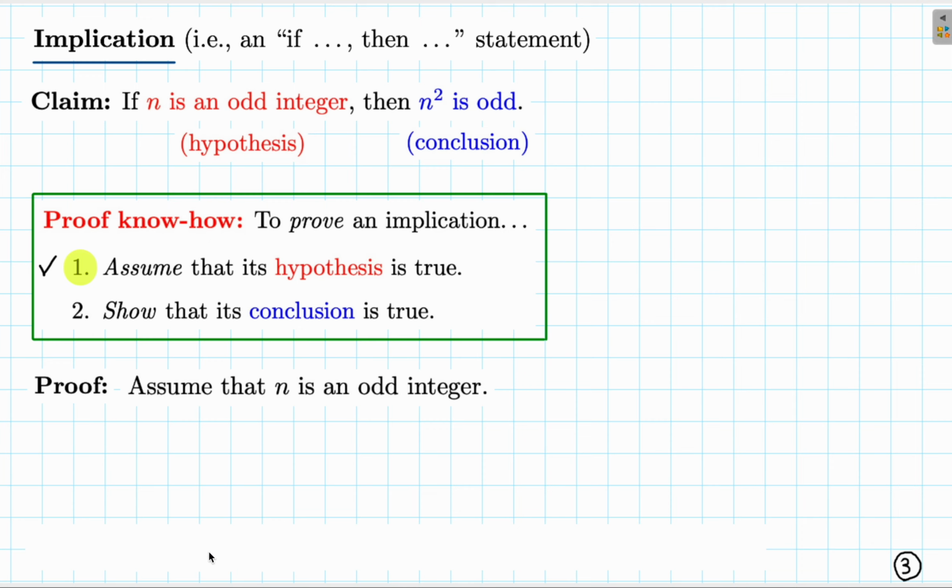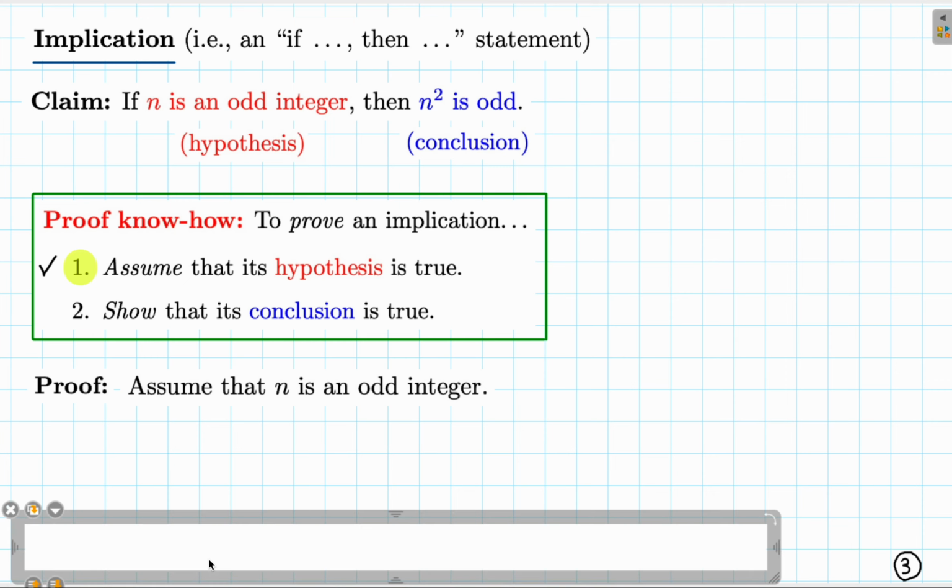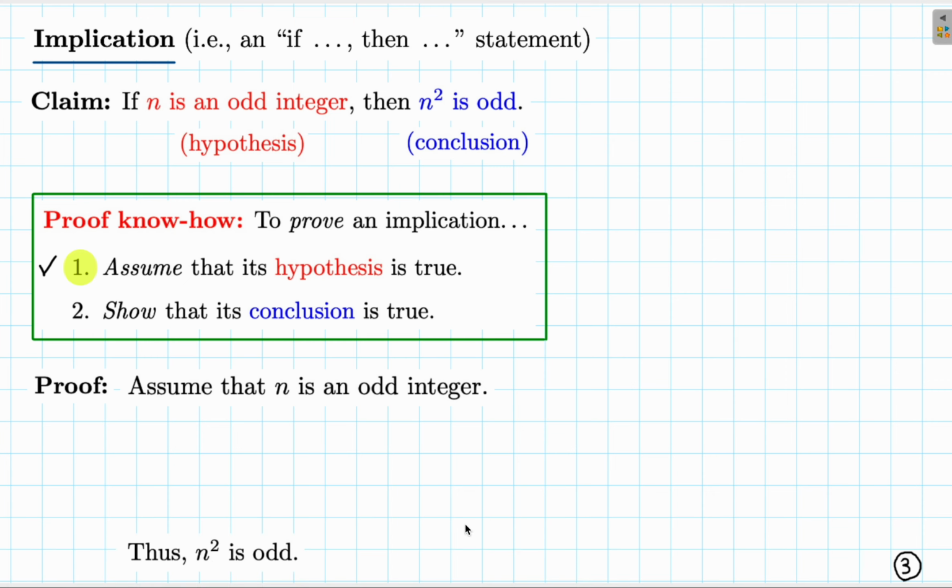Now, the next step is we're going to show that the conclusion is true. And so our very last step of the proof should be n squared is odd. Typically I like to just write down at the very bottom, that's our last sentence: Thus, n squared is odd. So our first step is assuming the hypothesis, assume that n is an odd integer, and our last step is our conclusion. Thus, n squared is odd. And now we have to progress in a logical manner from our hypothesis all the way down to our conclusion. And so let's write that down.